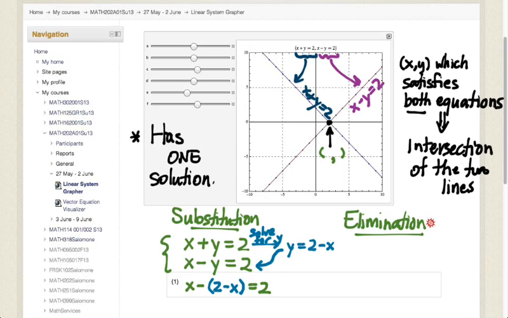Let's just simplify the left-hand side. x minus 2 minus x is going to give me 2x minus 2 equals 2, from which we get 2x equals 4, and hence x equals 2.